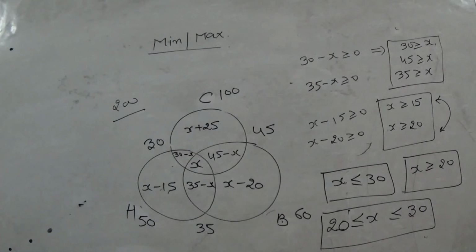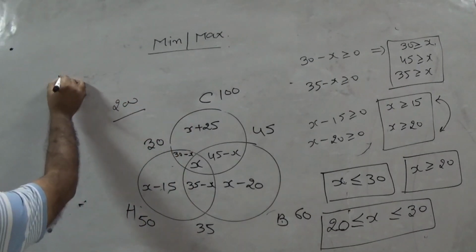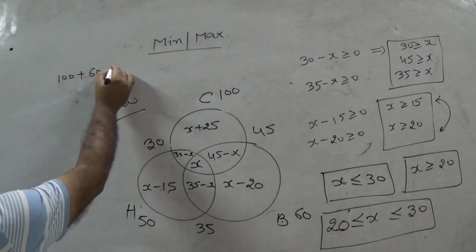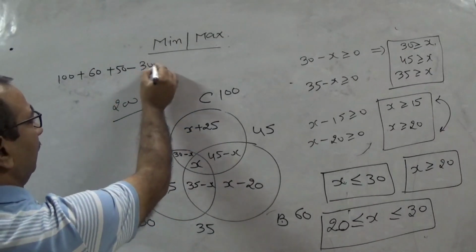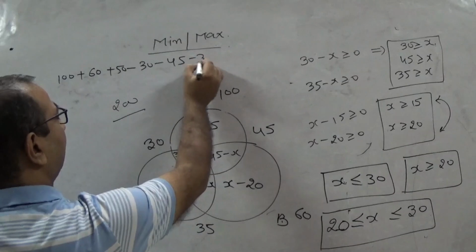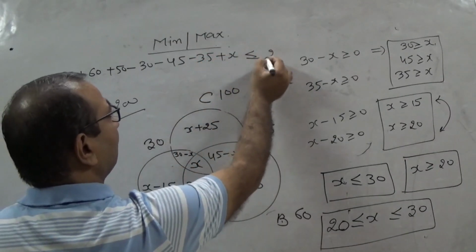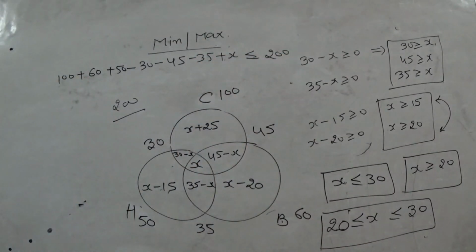So this is the basic process, but one more interval for x we have to also find out. Applying your total, since the total number of students is given, that is 200, and nowhere in the question is it given that each student plays at least one game. It means we have to take one more interval for x. Like we can say that n(A) 100, n(B) 60, n(C) 50 minus n(A intersection B) 30 minus 45 minus 35 plus x. This value is less than or equal to 200. So one more interval we get for x.